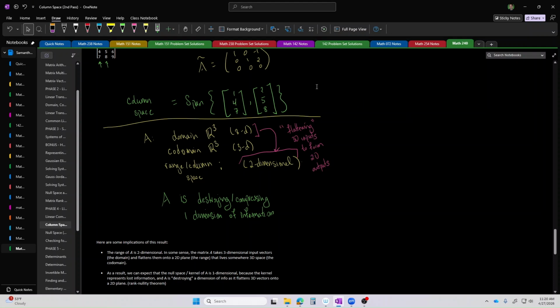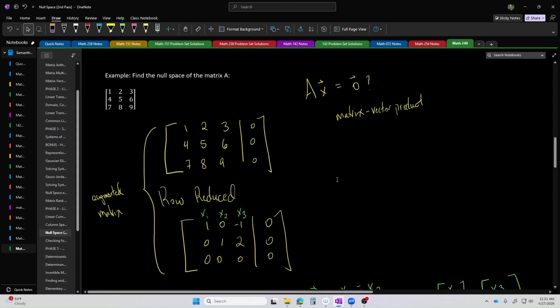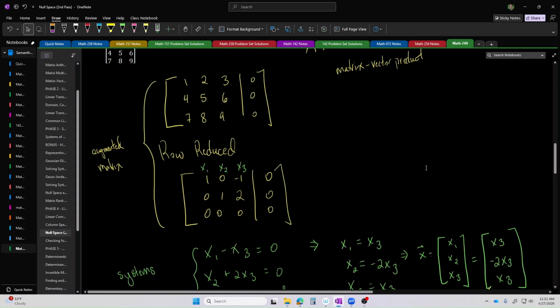Because A was taking a three-dimensional set of inputs and producing a two-dimensional set of outputs, we predicted that the null space of A would be one-dimensional, because this loss as we go from 3D onto 2D, 3 minus 2, would be one dimension of information that A is compressing. And we have essentially verified that result here.